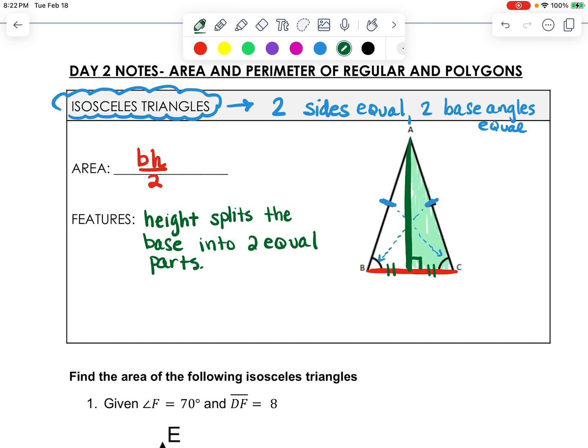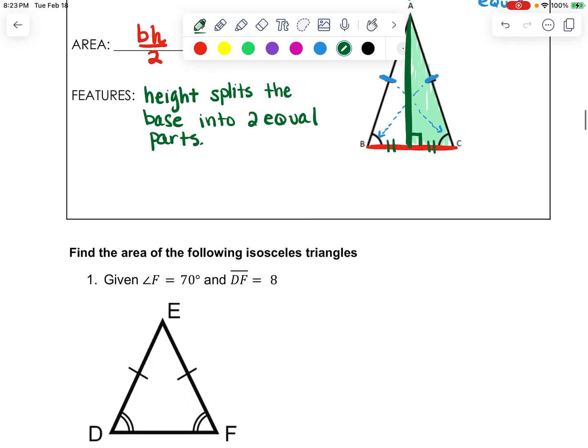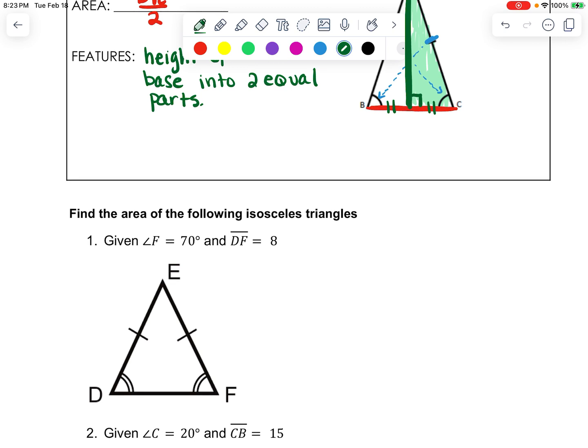Now, the reason why it's helpful is take a look right here, okay? It says angle F is 70 degrees. So we'll put 70 degrees in here. And it says find the area of these triangles. So let's put 70 in here. This is also 70. And then they tell us that DF is 8, okay? And we're supposed to get the area. What I want you to write down is remind yourself that you're getting base times height divided by 2.